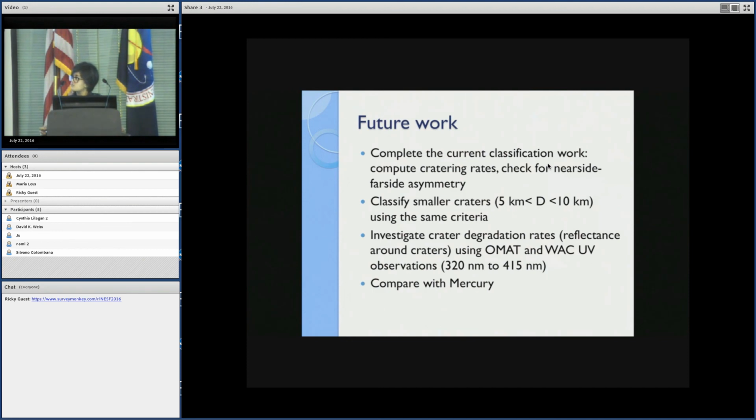You increased the number of craters in the catalog by quite a bit. Is that available to the community? It will be shortly, when we finish completing the 5 kilometer range craters. And where will we be able to find that? Will that be announced at LPSC, or how's that going to work? I think it will be announced at AGU or maybe LPSC. Okay, great.